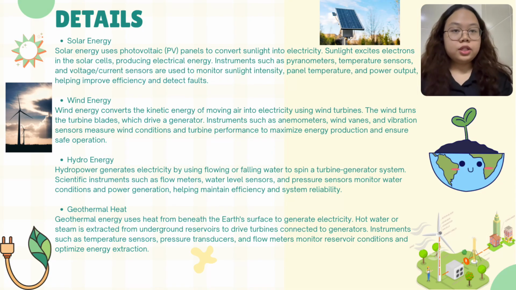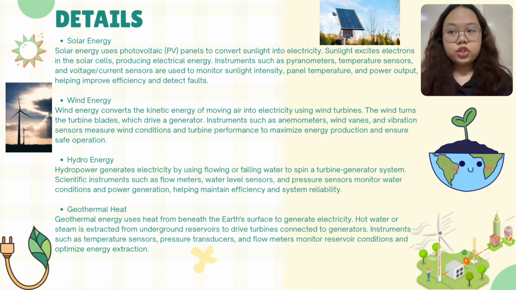Now, I will explain the details of the types of renewable energy, which are solar energy, wind energy, hydro energy, and geothermal heat. Solar energy uses photovoltaic PV panels to convert sunlight into electricity. Sunlight excites electrons in the solar cells, producing electrical energy. Instruments such as pyranometers, temperature sensors, and voltage or current sensors are used to monitor sunlight intensity, panel temperature, and power output, helping improve efficiency and detect faults.